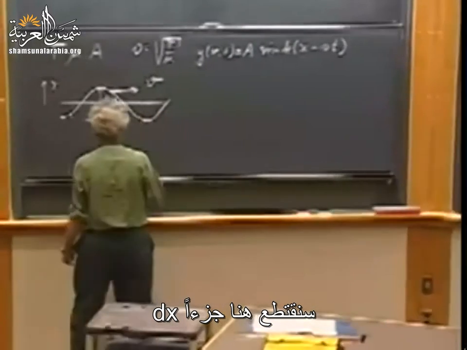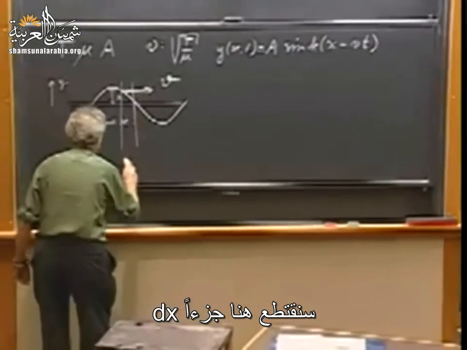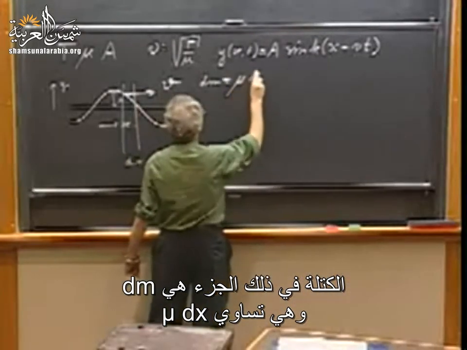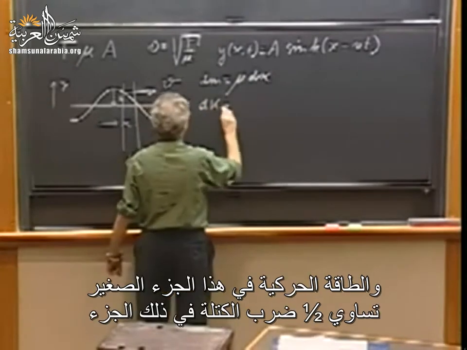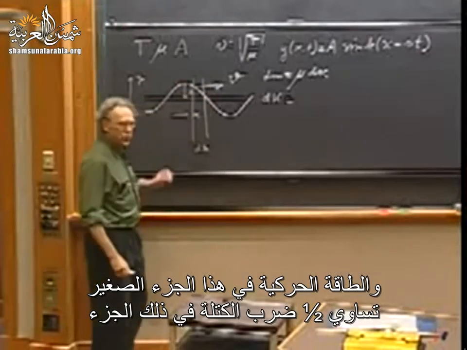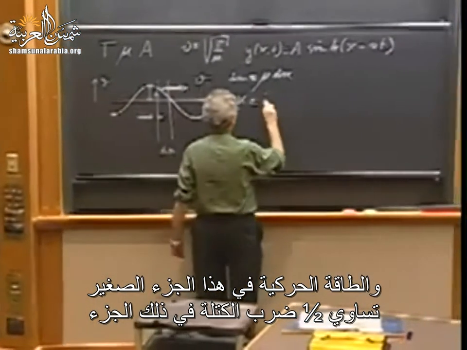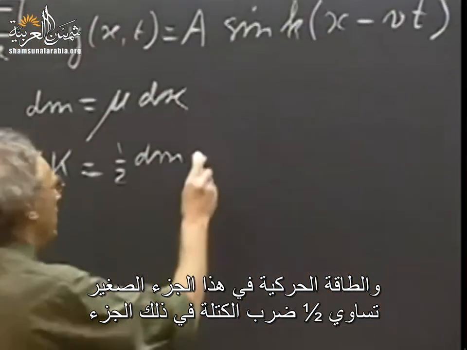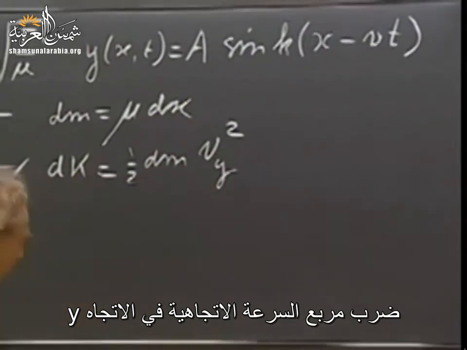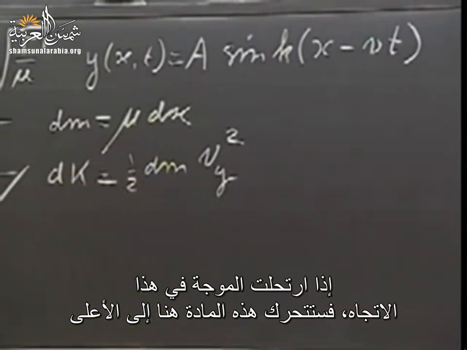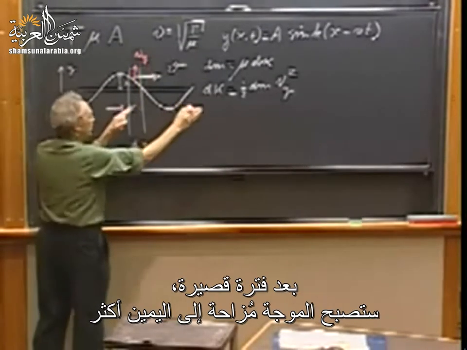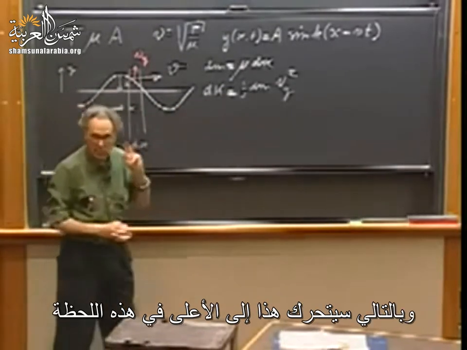I slice out here a section dx. And so the mass in that section dm is mu times dx. And so the little bit of kinetic energy, K stands for kinetic energy, in this small part is 1/2 the mass times v squared, and v is the speed, the velocity in the y direction. If the wave is traveling in this direction, this material here is going up. A little later it will be more to the right, and so this is going up at this moment in time.